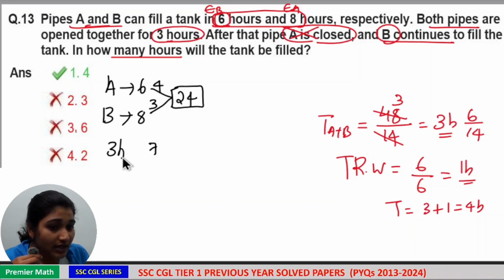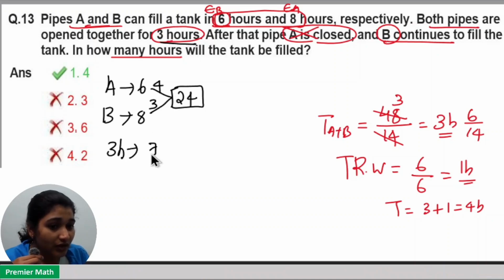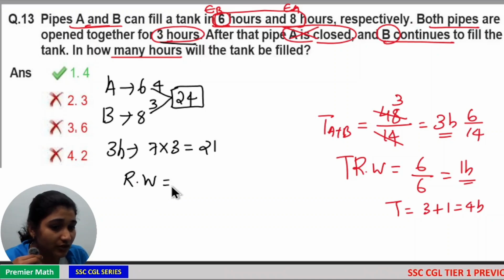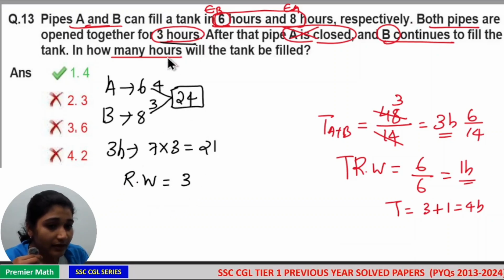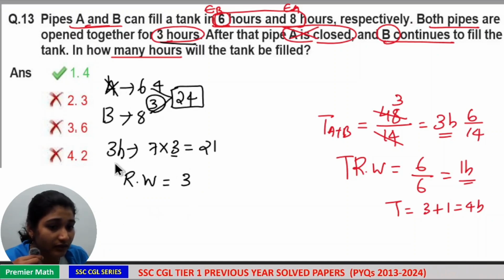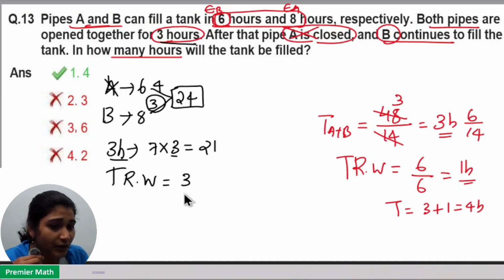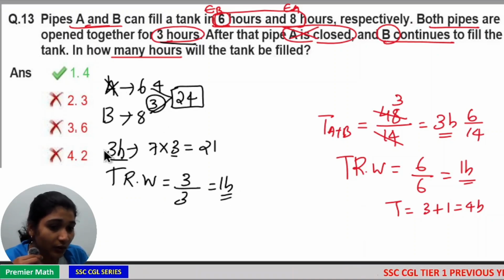That is in 1 hour, A and B together complete 4 plus 3, 7 unit of work. So in 3 hours, they will complete 7 into 3, 21 unit work. So remaining work is equal to 24 minus 21, 3 unit, which should be completed by B because pipe A closed after 3 hours. So time taken to complete this 3 unit: in 1 hour B completes 3 unit, which means 1 hour. Total time is equal to 3 plus 1, 4 hours.